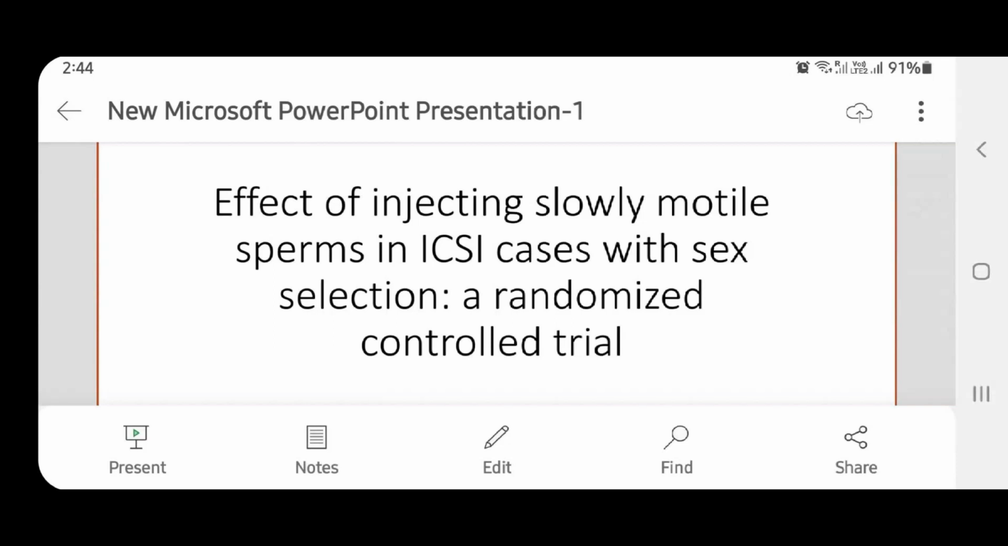Okay. Meanwhile, we move on to the next presentation. The next presentation is a poster presentation by Dr. Viveka Singh from the Dr. L.H. Hiranandani Hospital and Research Center from Mumbai, India. Hello, Dr. Viveka. Are you ready with your presentation? Unable to hear you, Dr. Viveka. Kindly check your microphone settings.